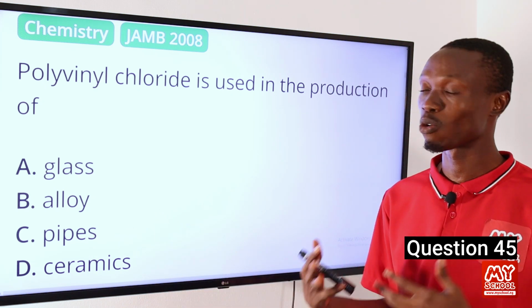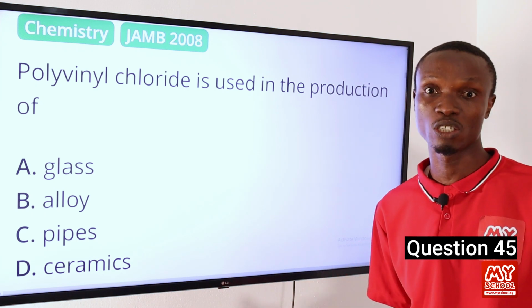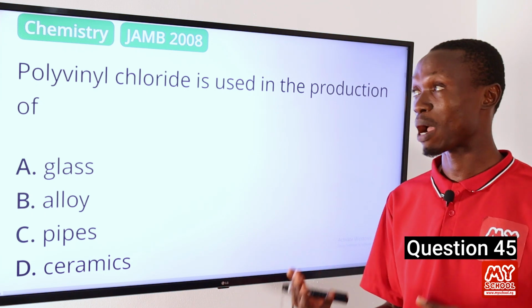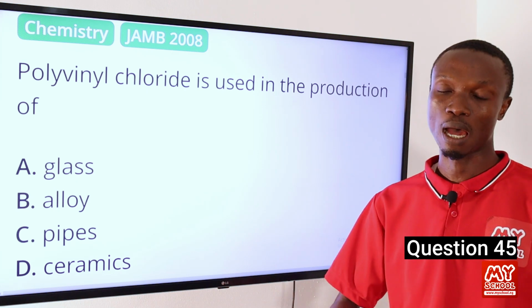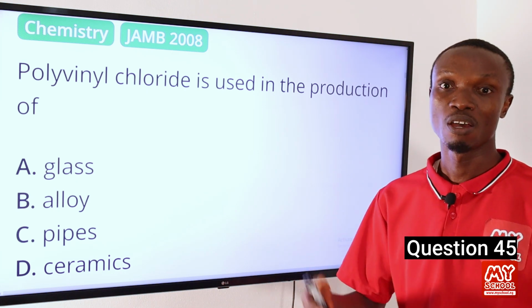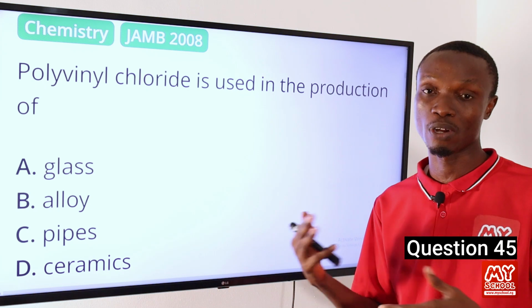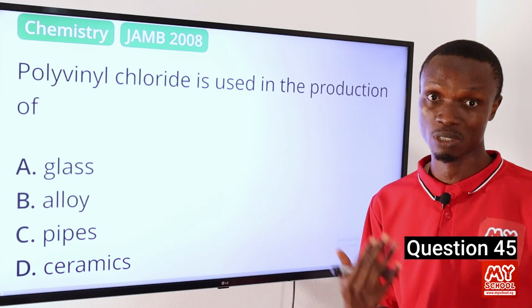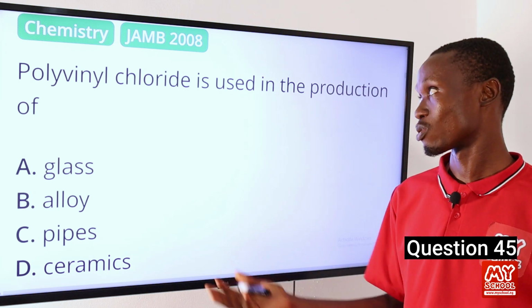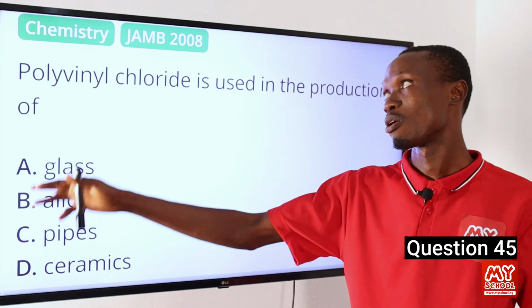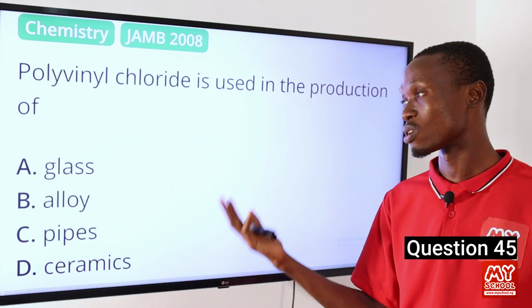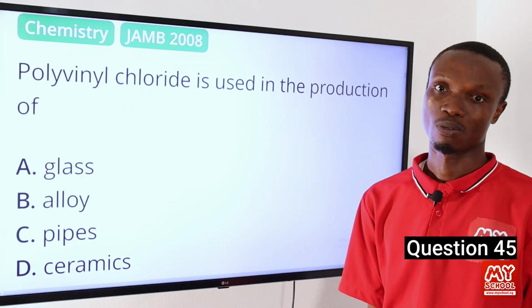So polyvinyl chloride is actually produced from vinyl chloride, which is chloroethene, by polymerization at a temperature of about 55 degrees Celsius under pressure in the presence of hydrogen peroxide as a catalyst. So the answer to this question is option C. Polyvinyl chloride is actually used in the production of pipes.